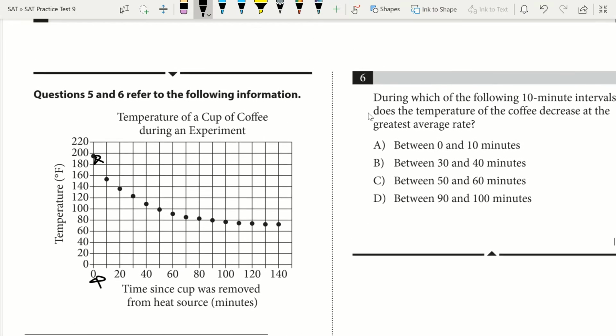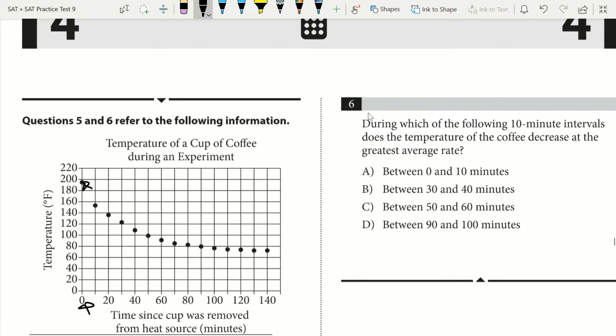Question 6. During which of the following 10-minute intervals does the temperature of the coffee decrease at the greatest average rate? Okay, average rate doesn't mean the greatest drop. It means the greatest drop over the amount of time it took, greatest average drop, right? So what that's going to be is my strongest slope down, my most negative slope. So that's going to be right here from 0 to 10 minutes. So my answer is going to be A.